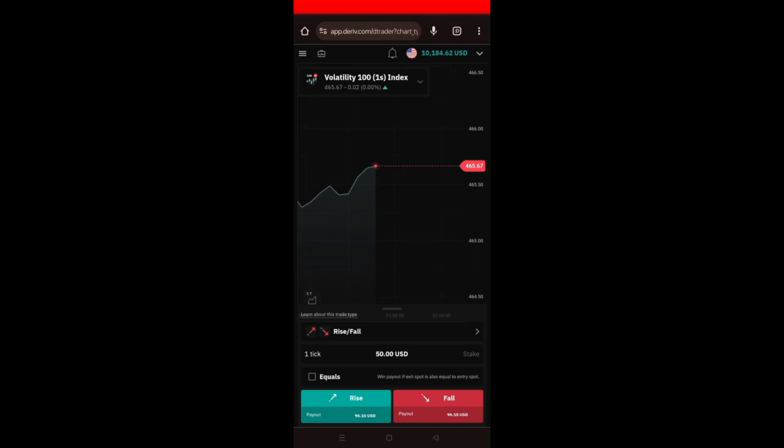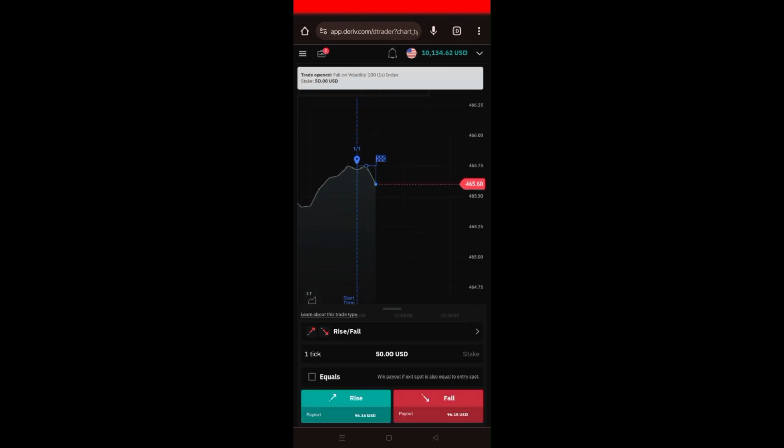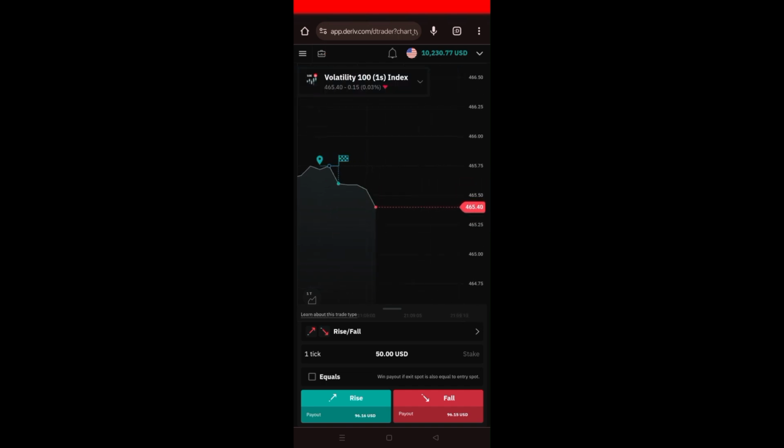But here's the kicker. It's not enough to just watch the cursor. You need speed and a solid internet connection to get those trades in at the right time. Don't enter too early or too late, because trust me, the market won't wait for you. Now, I know what you're thinking. This sounds almost too easy, right? Well, there's a reason why I said it's almost a sure thing.